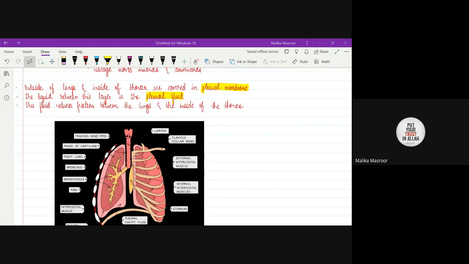Pleural membrane is the membrane surrounding the lung. There is pleural fluid in the pleural cavity that prevents friction between the lungs and the inside of the thorax when you're breathing in and breathing out.